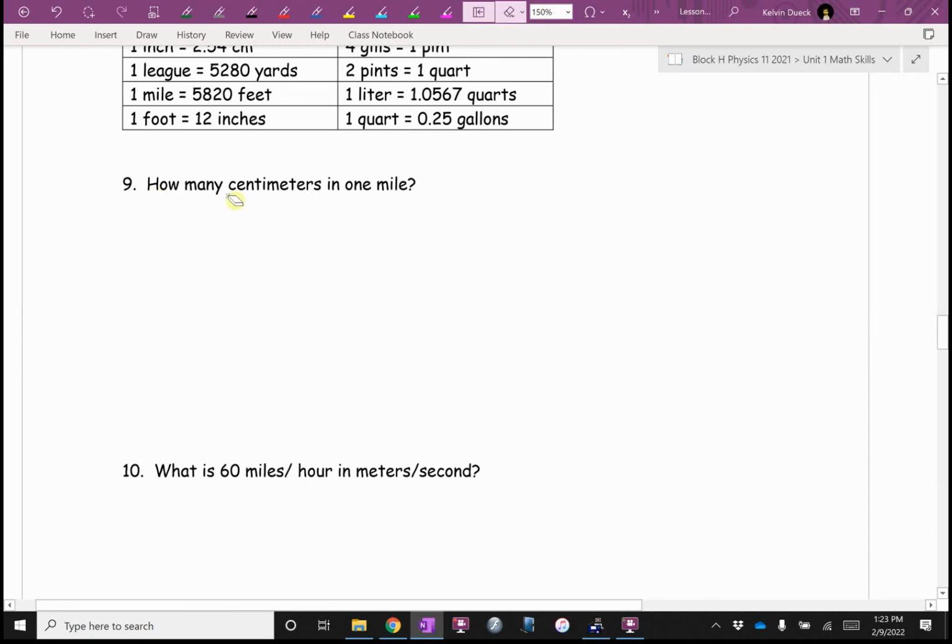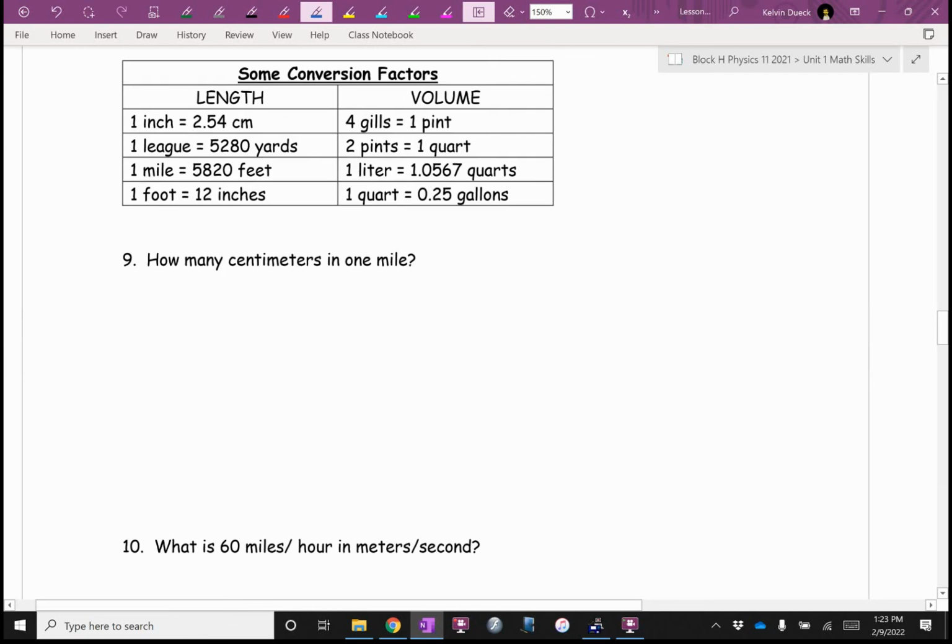Can you read to me number 9? How many centimeters in 1 mile? I'm going to write down what they gave me. 1. Why can't I use an M as my abbreviation for mile? Because M is meters. The abbreviation for mile is MI. Which means I can't use MI as my abbreviation for minutes. The abbreviation for minutes is MIN.